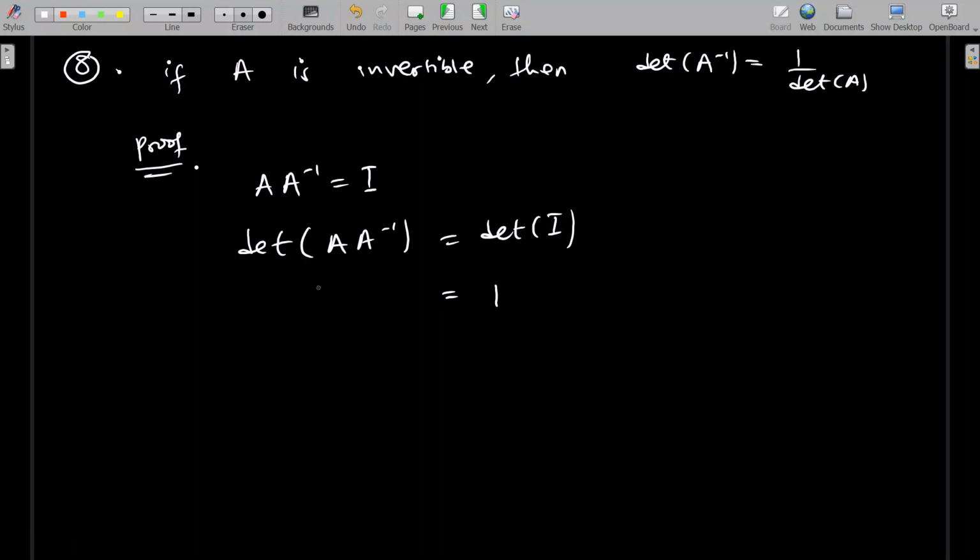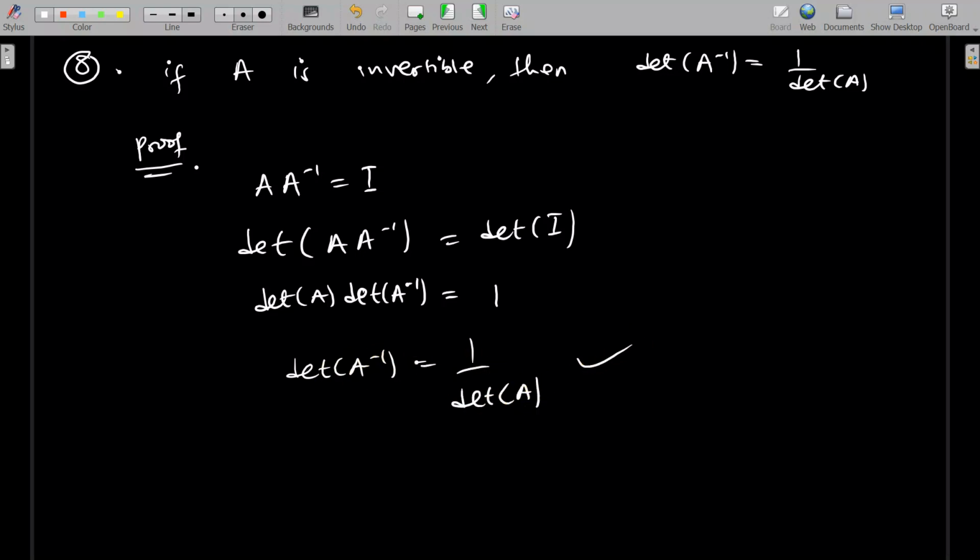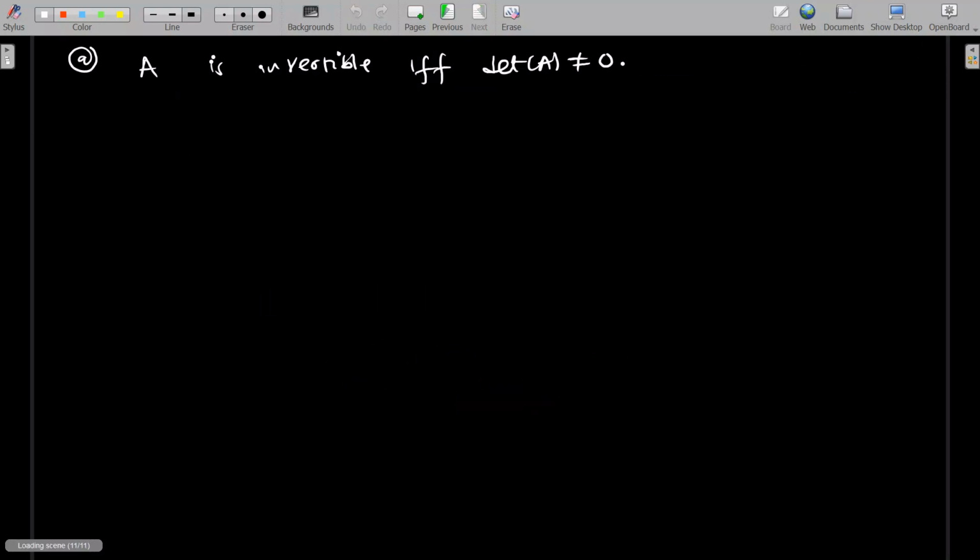And the determinant of A inverse, using properties of determinants, we're going to have this. And so the determinant of A inverse will follow from this part, that this is equal to that. Right, and then there's a consequence of this: if A is invertible, then the determinant of A shouldn't be 0, and if the determinant of A is not 0, then A is invertible.